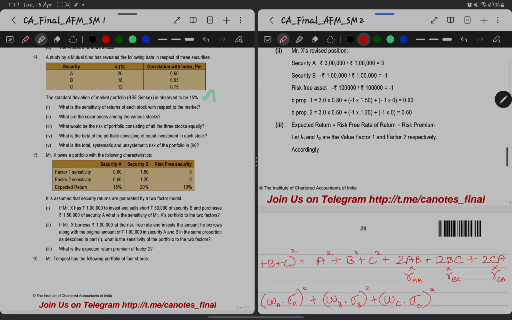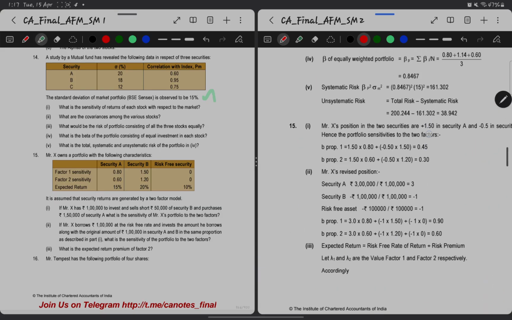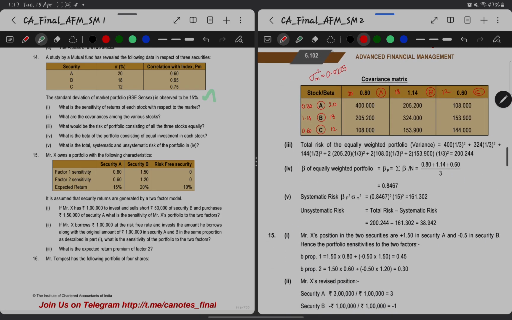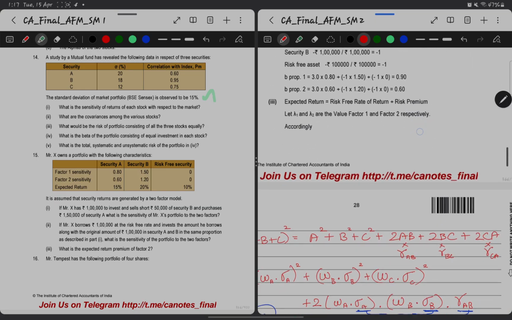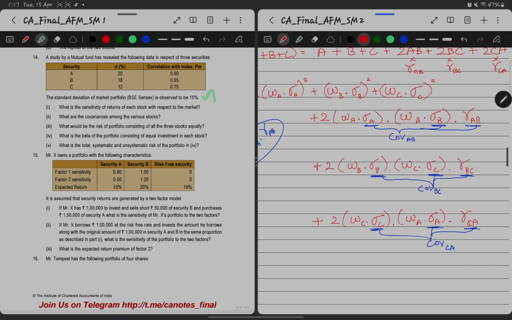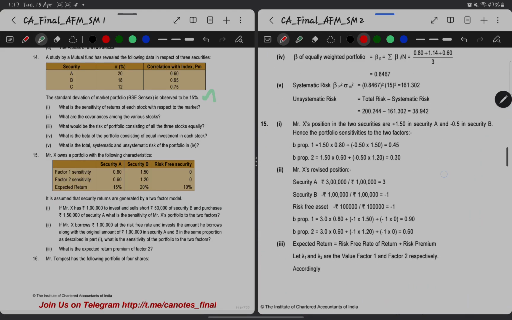So in the first case, weight of A squared, so 1 by 3 the whole square, then standard deviation of A squared, which is nothing but the variance of A, and we know the variance of A here, which is 400. Same case with B squared, then C squared, then 2 into covariance of AB multiplied by weight of A. Same case here, 2 into covariance of AB multiplied by the weight, then 2 into covariance of B multiplied by this, and then 2 into weight of C.